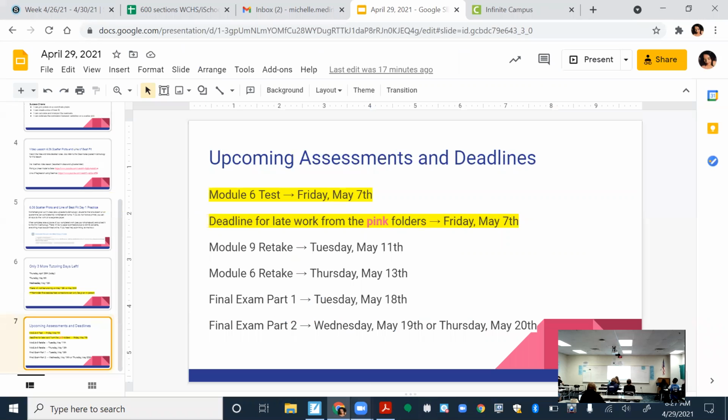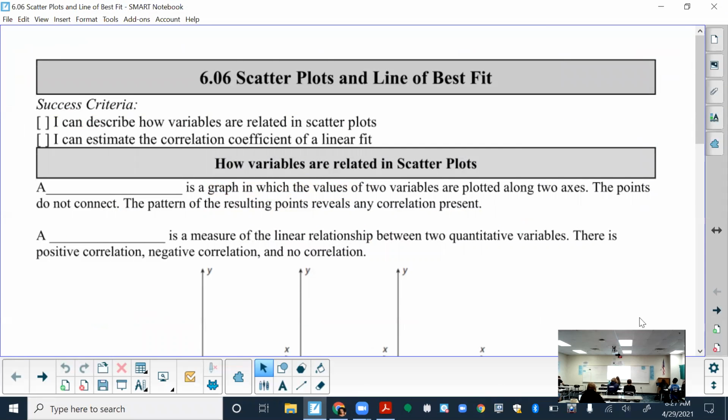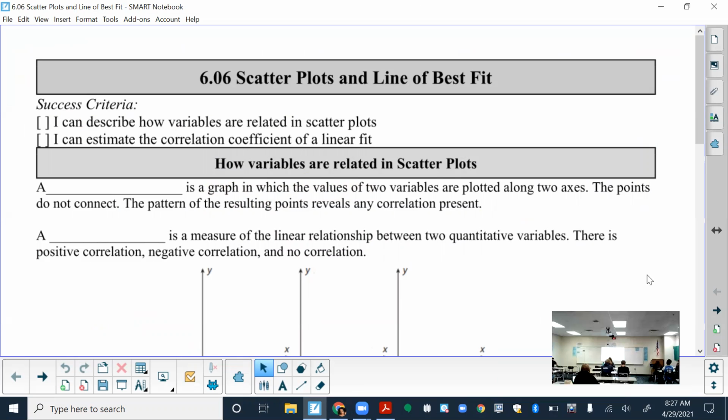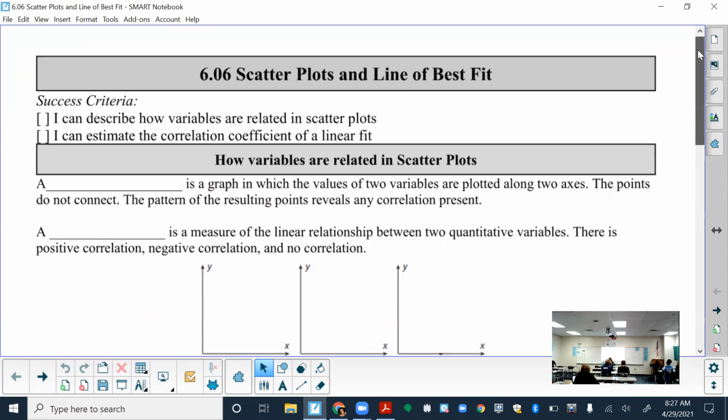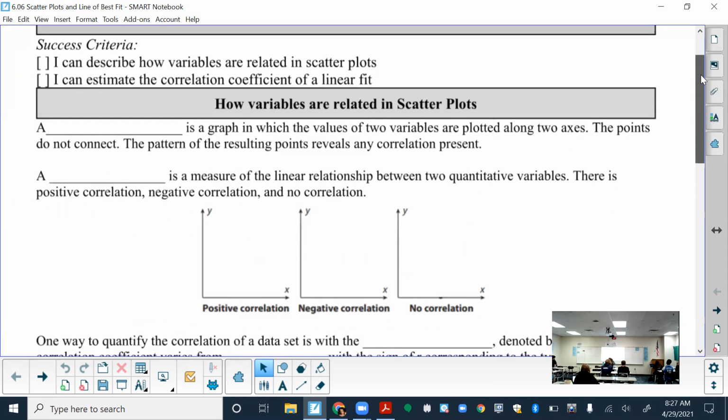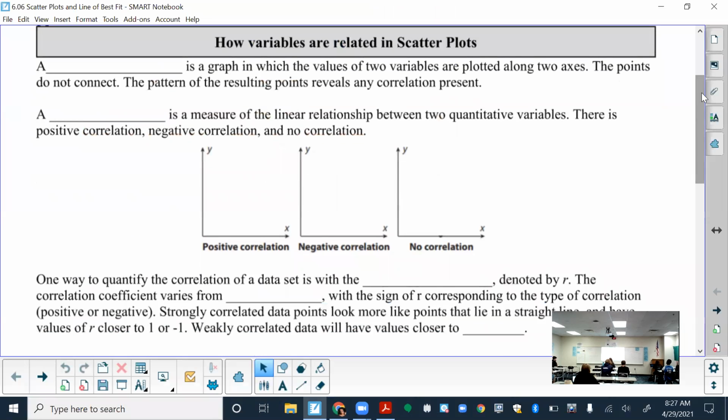All righty, so now on to the actual lecturing portion of the lesson. So we have 6.06 scatter plots and line of best fit. First thing, what is a scatter plot? I'm sure you've seen them before, and they're pretty easy to memorize what they look like, because it is a bunch of dots that are scattered, right?